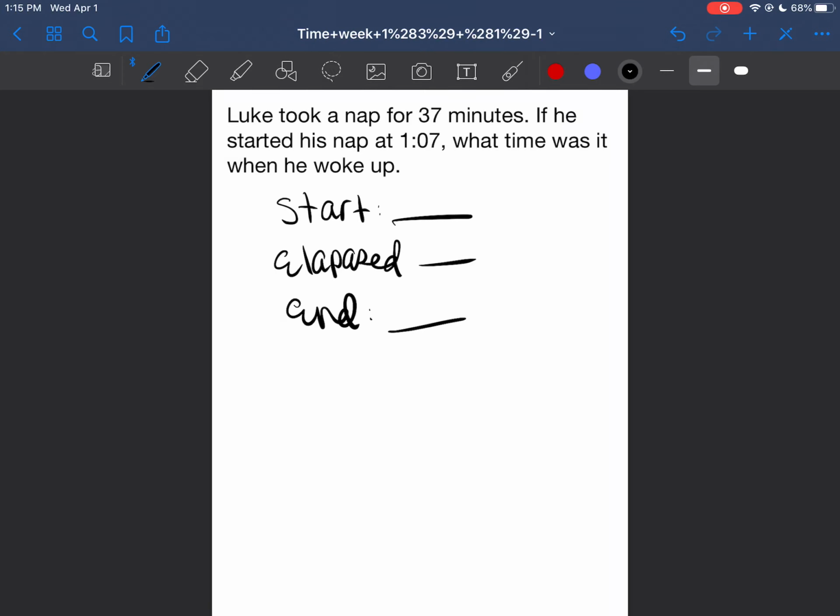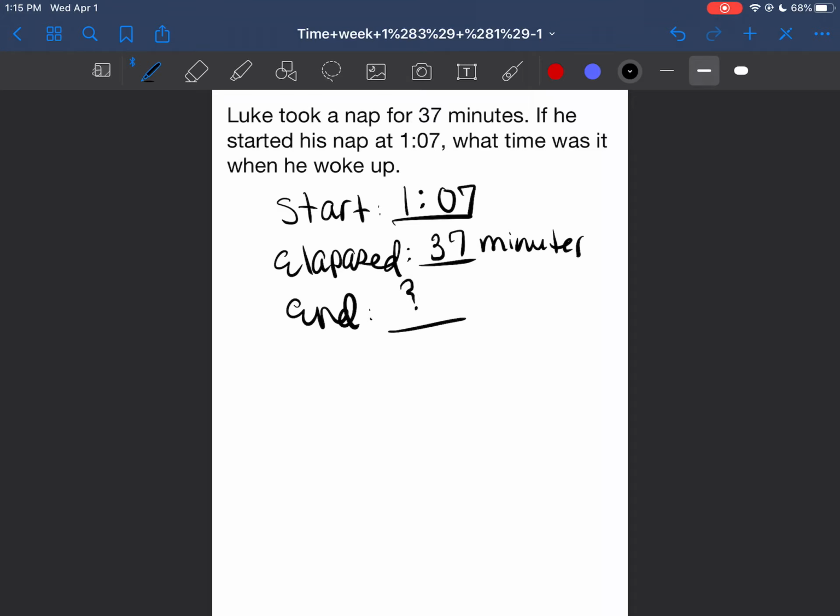Luke took a nap for 37 minutes. So how long does Luke take a nap for? 37 minutes. That's my elapsed time. If he started his nap at 1:07, so what time does he start his nap? 1:07. What time was it when he woke up? We need to determine the end.